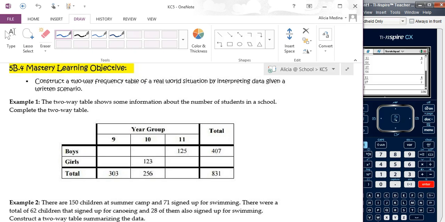Our first example says the two-way frequency table shows some information about the numbers of students in a school. Complete the two-way frequency table. So the first thing is, what are we comparing here? We see boys and girls on one side, and then we see year group, meaning what level, so freshman, sophomore, junior, and we see our total. So we have to fill in those empty spaces.